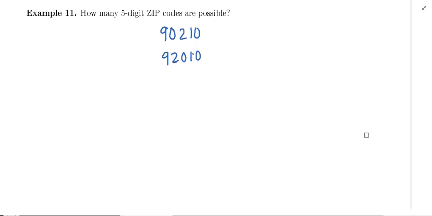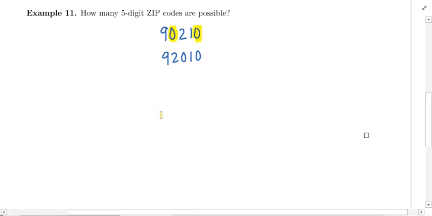However, there's a problem here. Looking at this particular zip code, what do you notice? Oh, there's repetition. If you guys remember, what have I told you time and time again? With a permutation and with a combination, you can't have any repetition. So you actually cannot do a permutation and you can't do a combination here. This is going to be straight up multiplication principle.